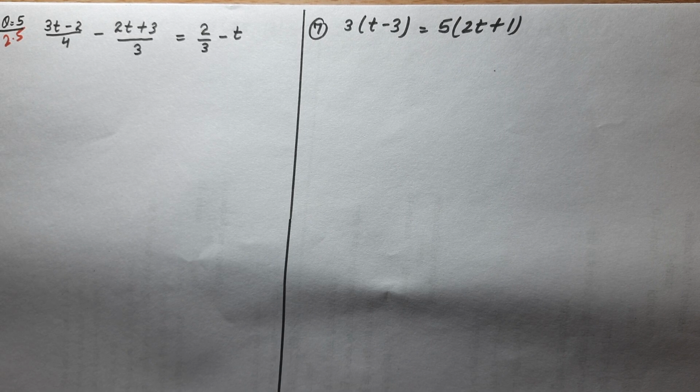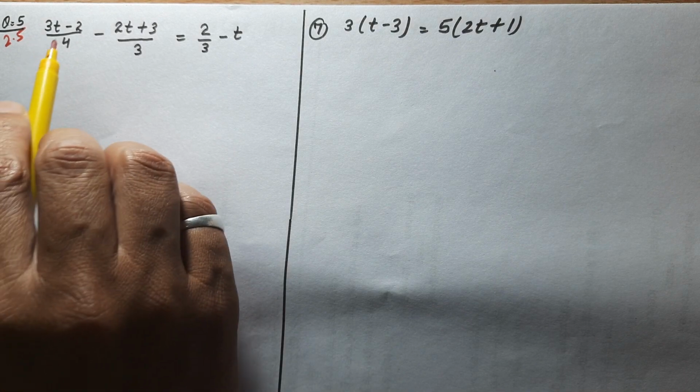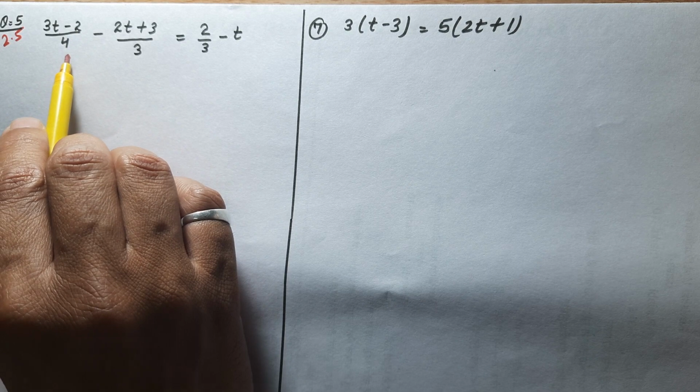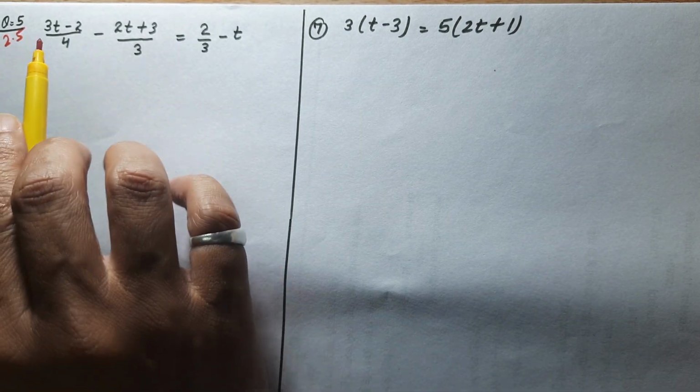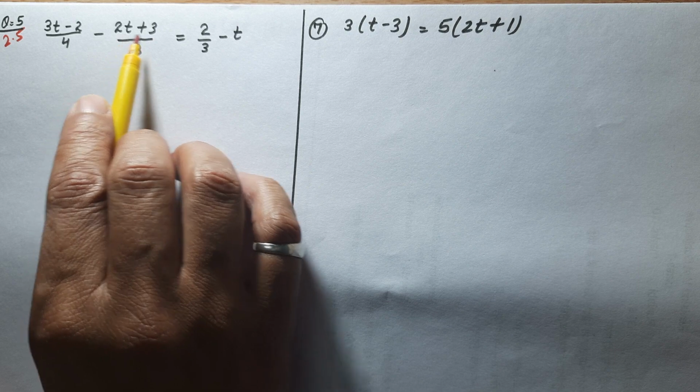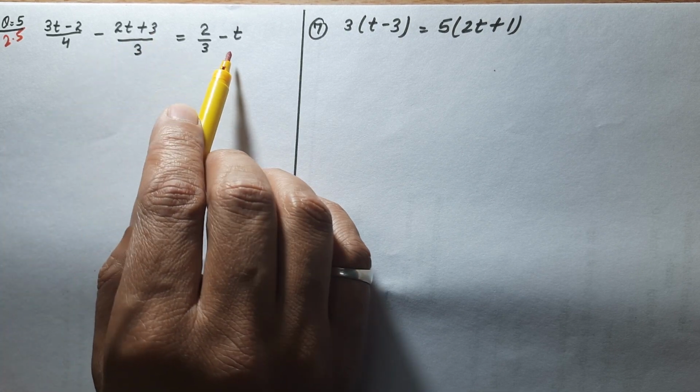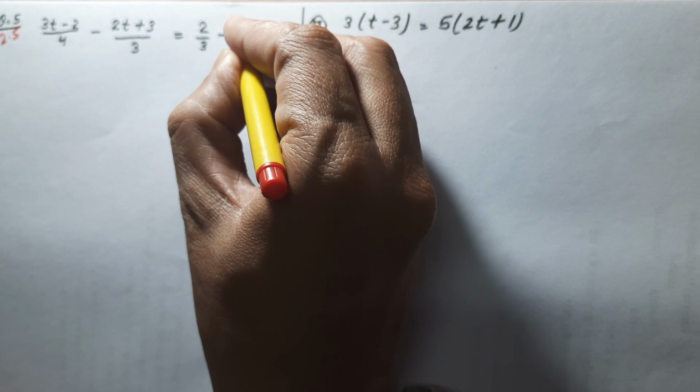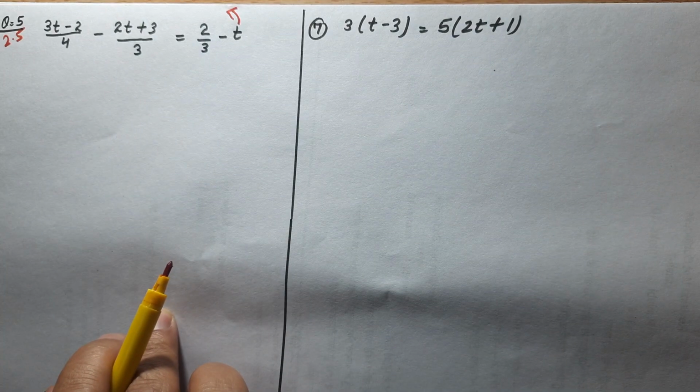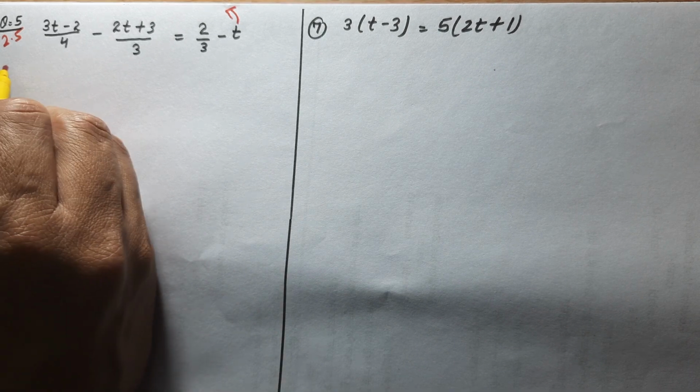Yes children, so in these two questions what we have understood, we will transpose variable along the same side and constant term along the same side and then take the LCM and then simplify. In the same way we are solving now question number 5. It says 3t minus 2 upon 4 minus 2t plus 3 upon 3 is equals to 2 upon 3 minus t. Now what we will do? We will be transposing minus t to the left hand side and we know minus will change into plus.